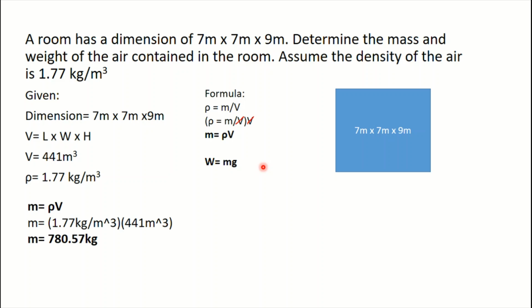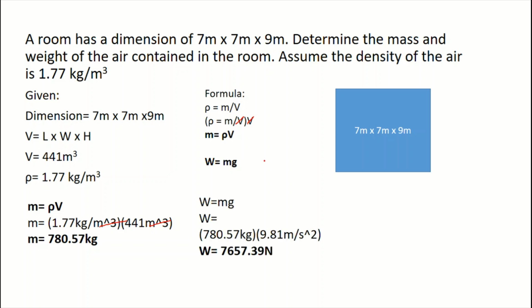So first we are going to find the mass. Mass is equal to density times volume. So 1.77 kilogram over cubic meter multiplied by 445 cubic meter. So the unit will be cancelled. So the answer is 780.57 kilogram.